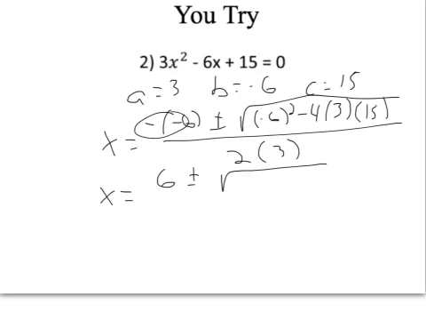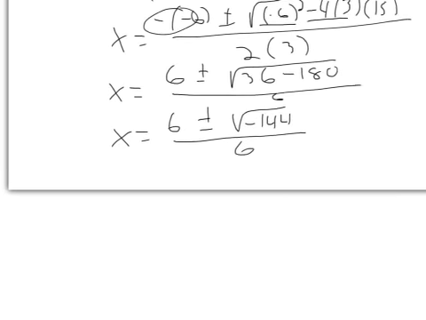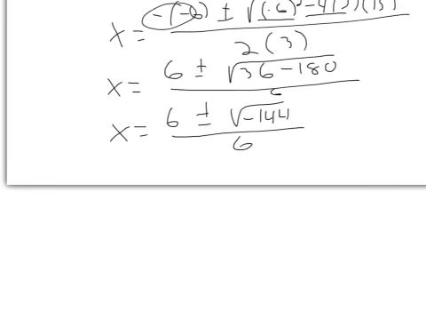So negative 6 squared is 36. Negative 4 times 3 is negative 12. Negative 12 times 15 is negative 180. And keep cleaning it up. We get, if we do 36 minus 180, we get negative 144, divided by 6. Keep cleaning it up. Now, to find the square root is a number times itself.